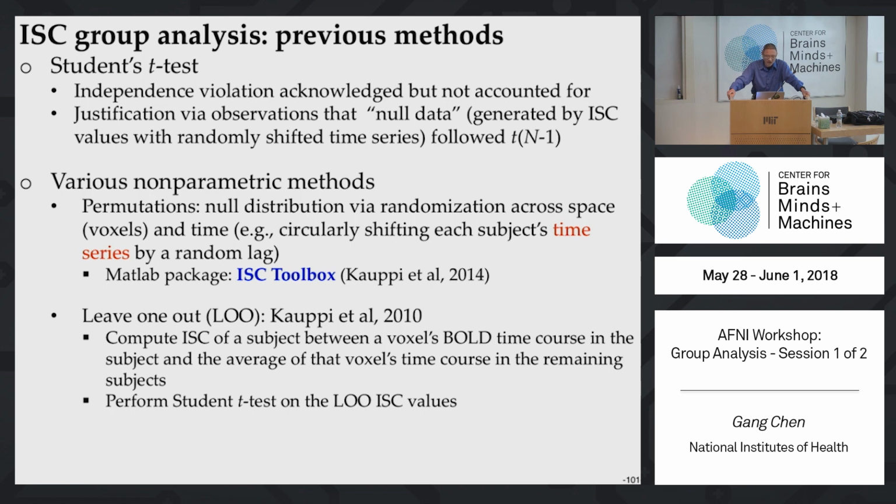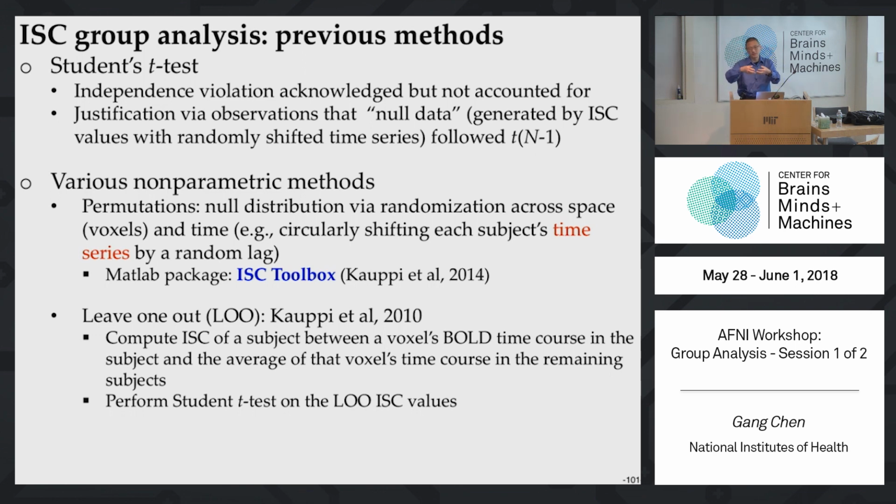Another solution is called leave one out. That's a little bit earlier version, actually, by the same group. The idea is that suppose you have 10 subjects, and you calculate the inter-subject correlation. With 10 subjects, you have 45 pairs. So what do they mean by leave one out? Each time they take one subject out, then calculate the average time series of the other 9 subjects, then calculate the correlation between that one subject and the average of the rest.